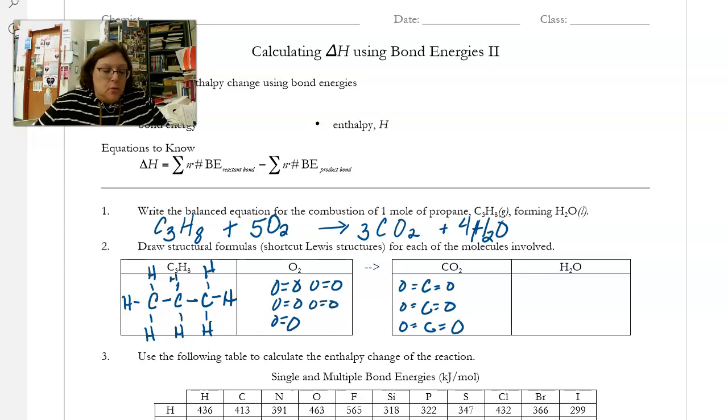Okay, so we had been talking about bond breaking, and I had just drawn the 3 carbon dioxide molecules with their double bonds between the carbon and the oxygen. Finally, we have to do hydrogen and oxygen. Hydrogen bonds to oxygen with a single bond. So we're going to draw 4 of these.